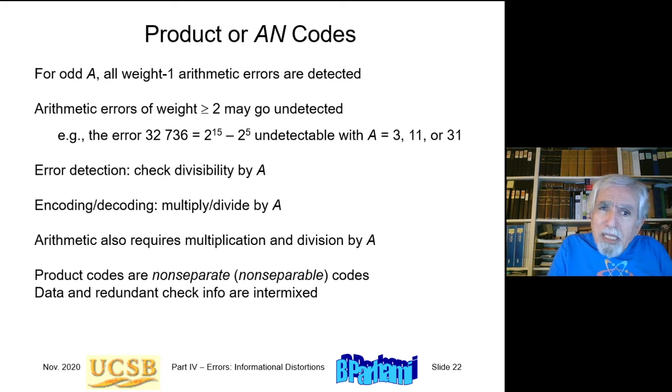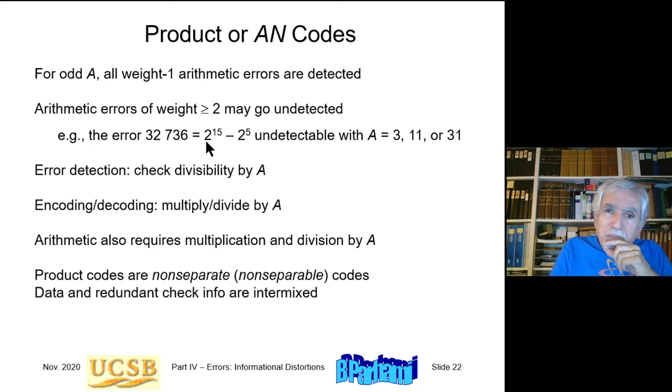So let's talk first about product or AN codes. For any odd a, doesn't matter what, 3, 7, 15, all weight 1 arithmetic errors are detected. That's because a weight 1 arithmetic error is a power of 2, and therefore it will not be divisible by a, and therefore it will be detected. Arithmetic errors of weight greater than or equal to 2 may go undetected.